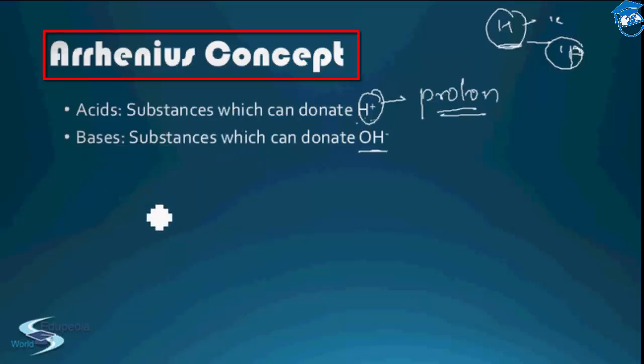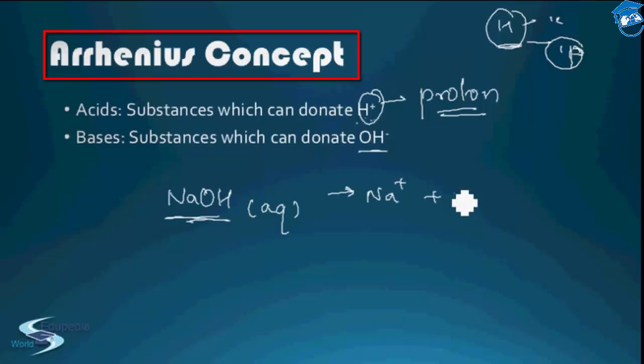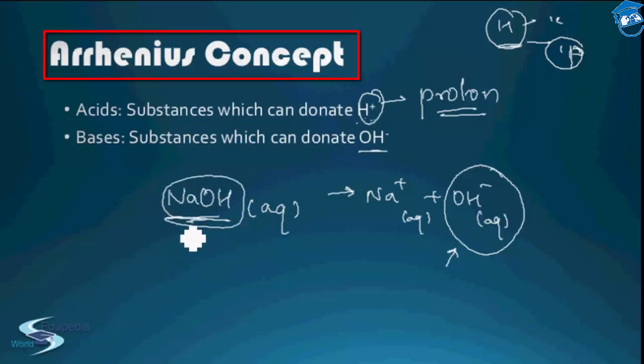For instance, let's say NaOH. In pure form, we don't care how NaOH behaves, but when present in water, that is in aqueous medium, or some other solvent like water, NaOH dissociates into Na positive and OH minus. That is, it has the ability to furnish or donate OH minus ions. Hence, NaOH can be called an acid.